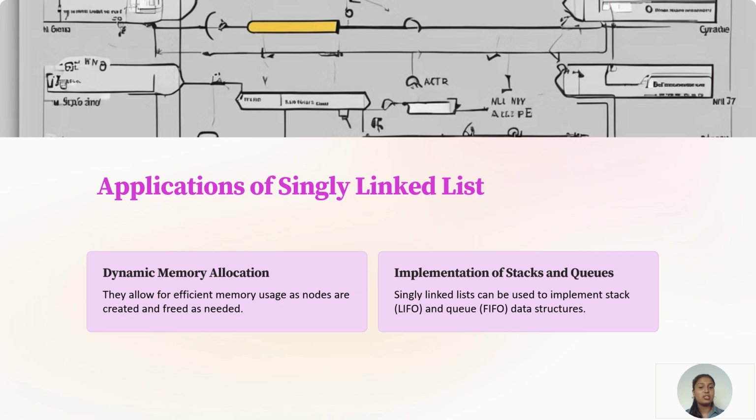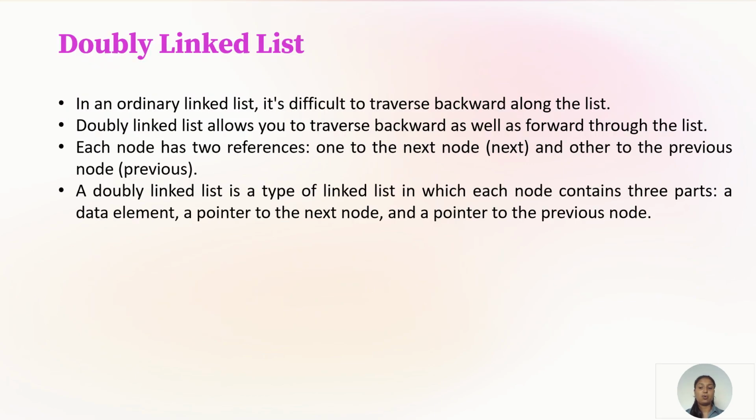So what are the applications of linked lists? The first one is dynamic memory allocation. They allow for efficient memory usage as nodes are created and freed as needed. The second one is the implementation of stacks and queues. A singly linked list can be used to implement stacks as last in, first out, and queues as first in, first out data structures.